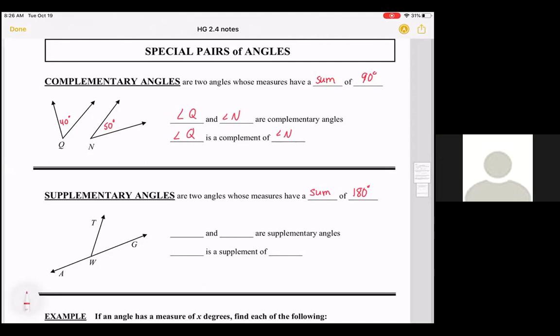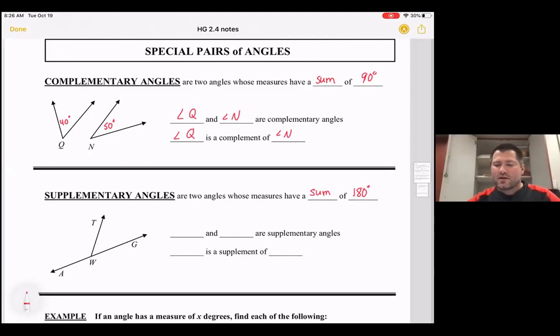Is this on Canvas? Yes, I believe it is. Let me double check.